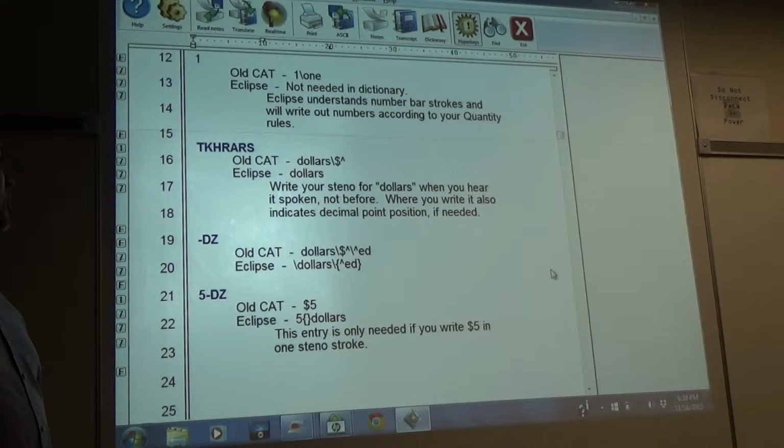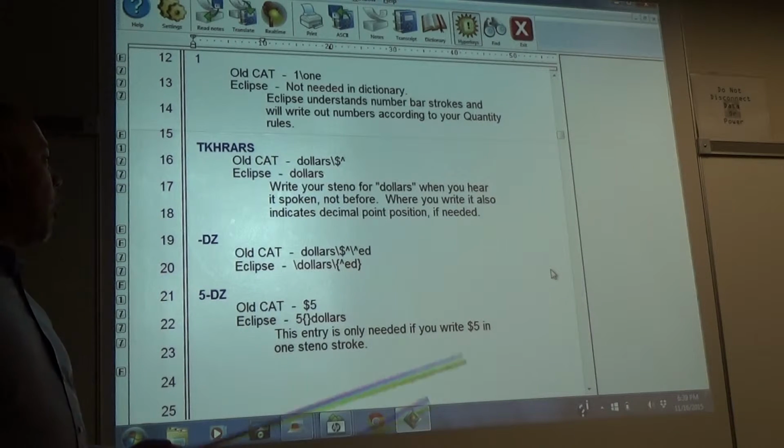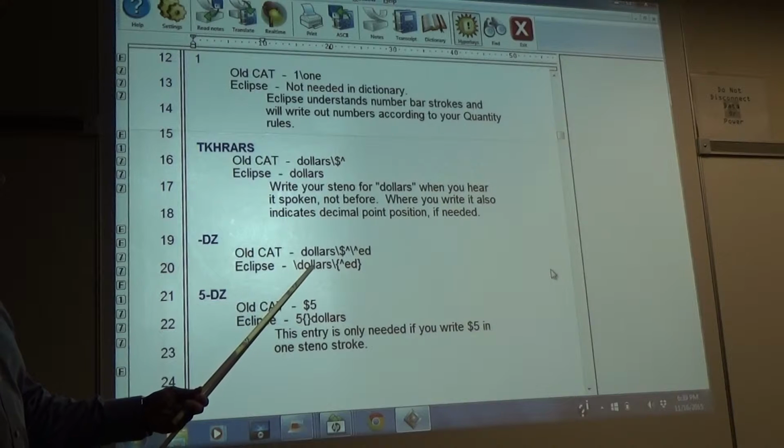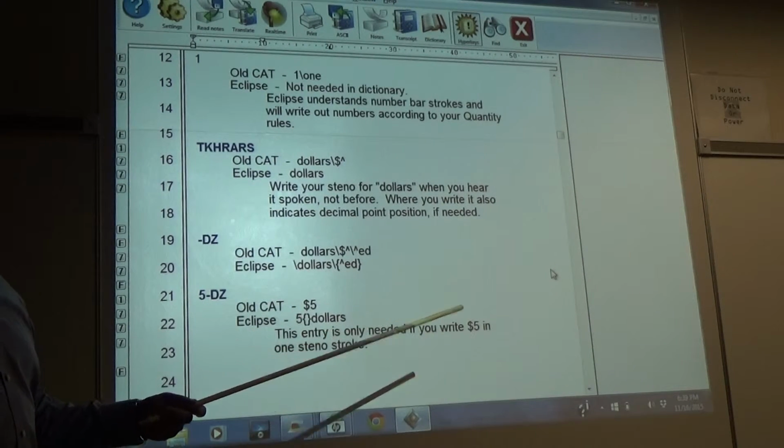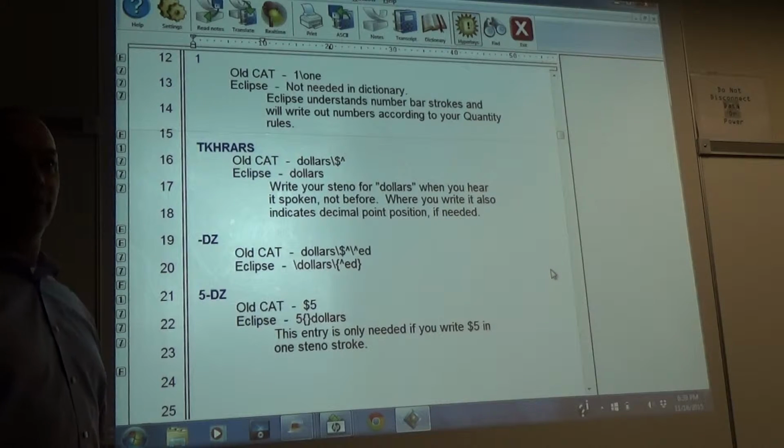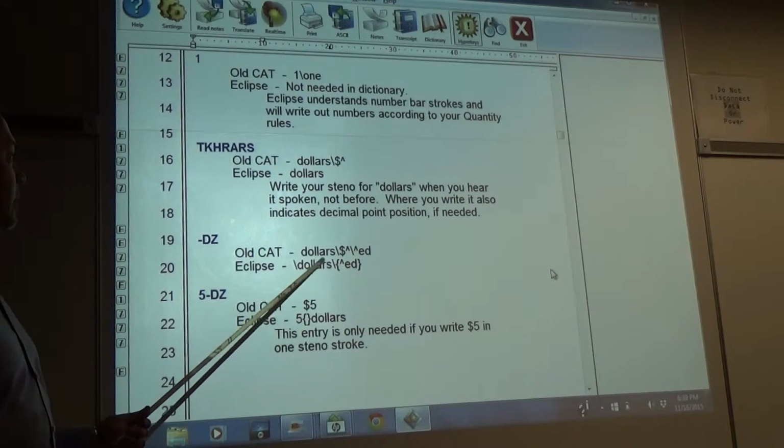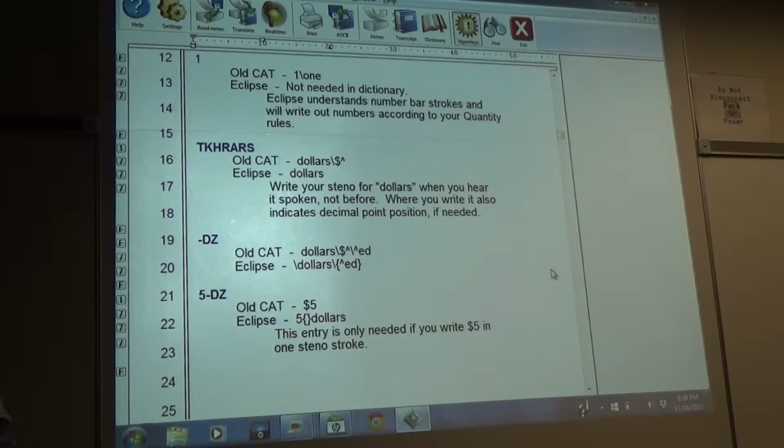No. So say you write $1, okay? It doesn't matter whether you put the DZ or not, whether it's dollars or dollar. All this knows to do is to change it to dollar, to change it to dollars. That's it. So it's not going to put an S on the end or whatever. It just knows to put the dollar symbol. Or if you want the word dollars, or if you want the word dollar.